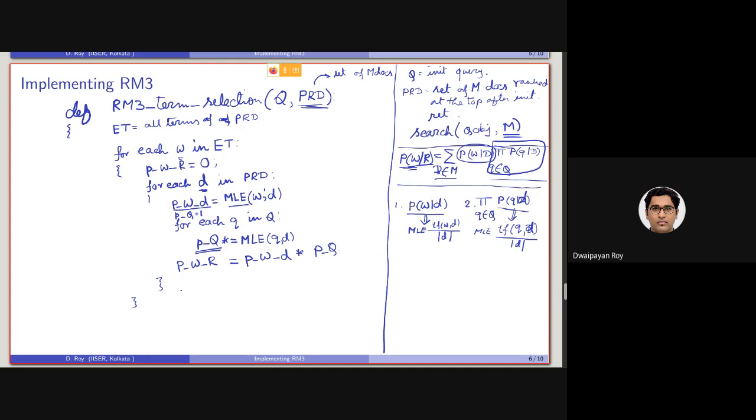So for each word, finally, I should not be closing this bracket here. After this, if this for loop is completed, that means for a single term from this expansion term set, we have completed the computation. So basically, for one term, we have computed its P(W|R).